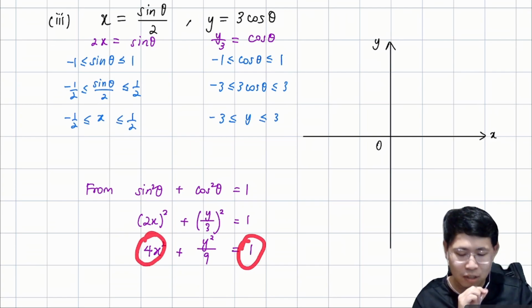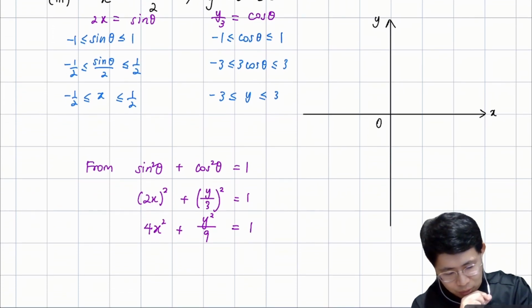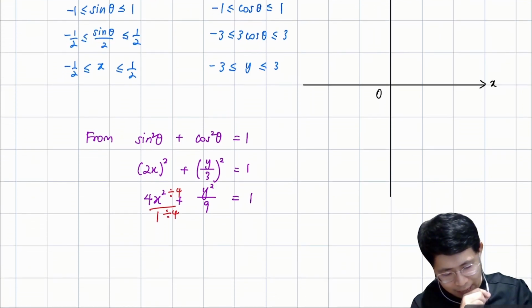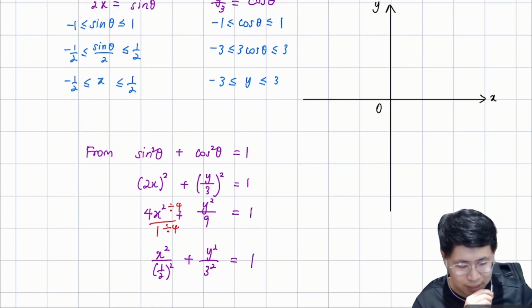We just need to massage this 4 to give us the x square over something. So what I am going to do is divide by 4 on the numerator and divide by 4 at the denominator. What I have at the end would be x squared over 1 over 4, or if I want to write it, it will be 1 over 2 square. Then over here, this would be my 3 square, and then this would be 1. So this is an ellipse, right?